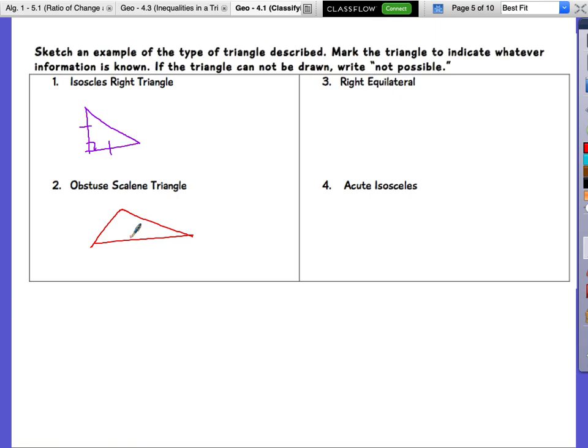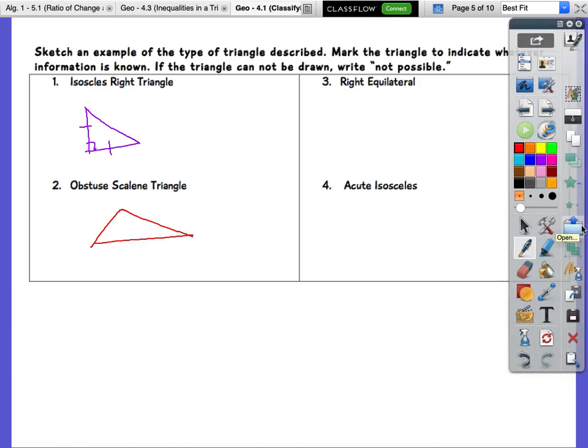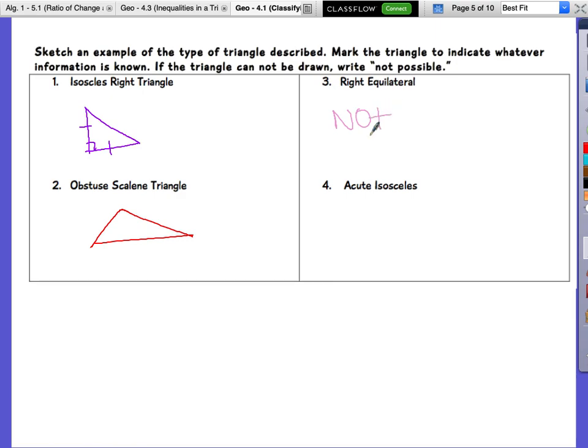Alicia's going to do number 3. This is all lowercase. Okay, so Alicia, why is this not possible? Because you can't have a right equilateral triangle.